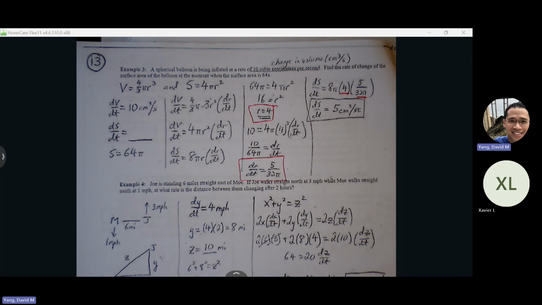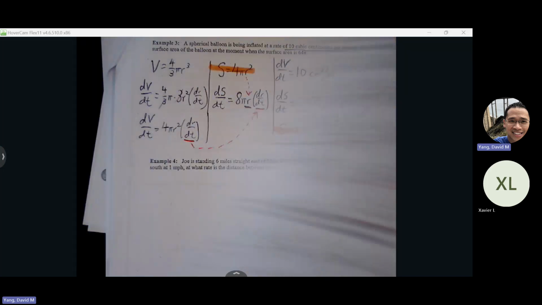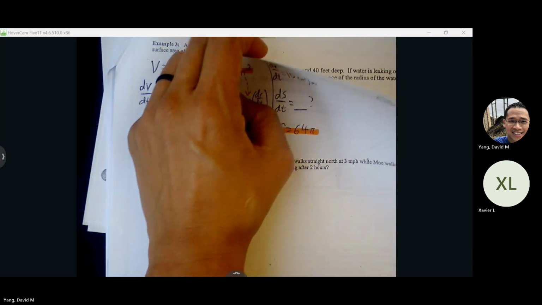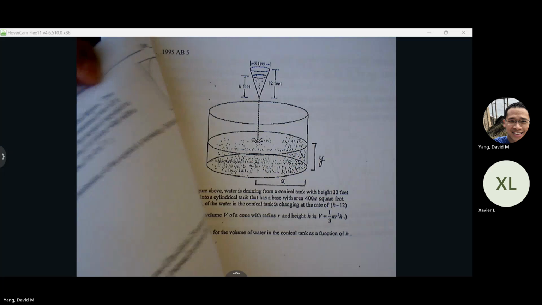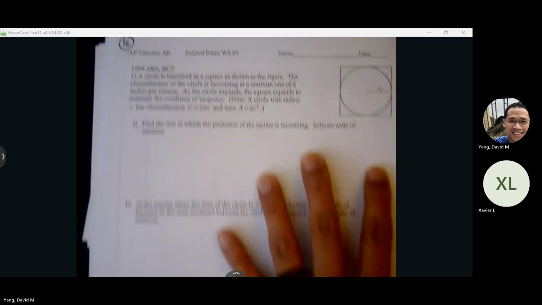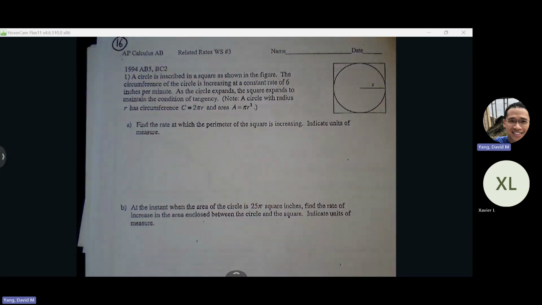Okay. What else do you guys want to go over? Also, number 2 on page 16. Also, experience building. This one here. For number 2. Oh, right.